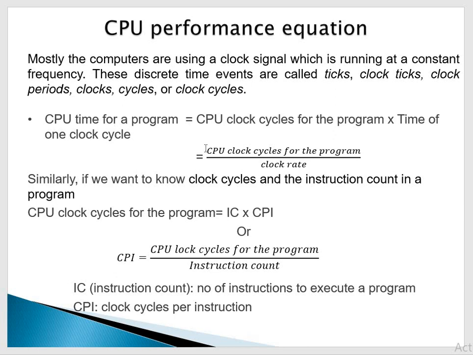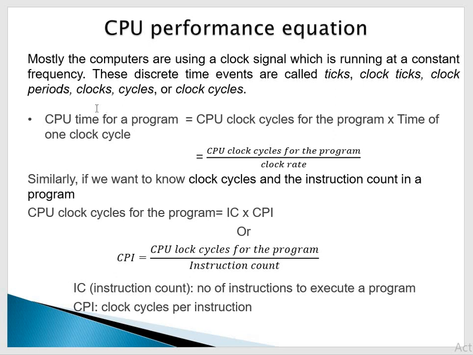The other method is the CPU clock cycles for a program, which is the number of clock cycles required to complete one program, divided by the clock rate. So what is the clock rate? Clock rate is 1 upon the clock cycle time, that is, 1 upon the time of one clock cycle. So it is the frequency. If we know the frequency and the number of clock cycles required to complete a program, we can also calculate the CPU time for a program.